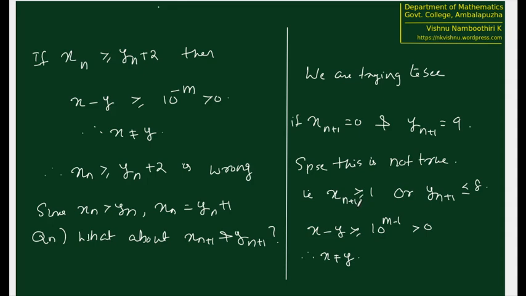So what is possible? So xn plus 1 must be equal to 0, yn plus 1 must be equal to 9. So the remaining digits, we can continue like this, and the remaining digits are all going to be like that. That means all xi's will be 0 and all yi's will be equal to 9.